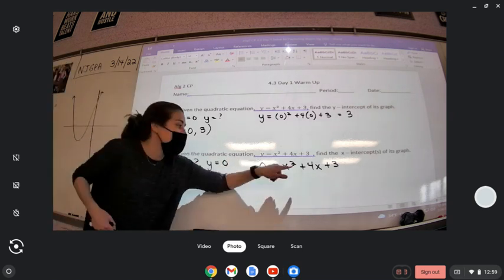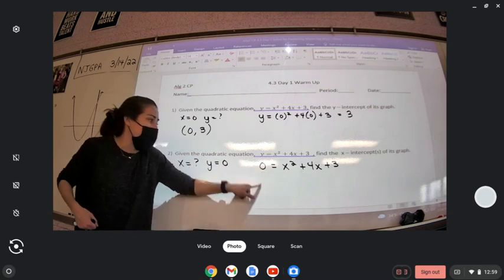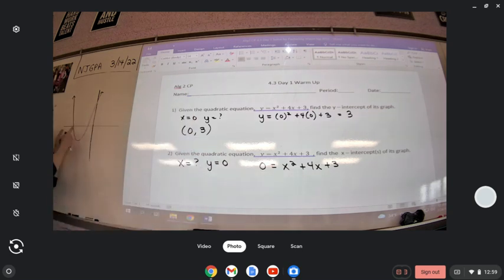So every time you set an equation equal to 0 and solve for x, you are finding its x-intercepts. So I just want you guys to realize that today. That every time we solve these equations today, you are finding the x-intercepts of its graph. That's what happens when you set an equation equal to 0 and solve.